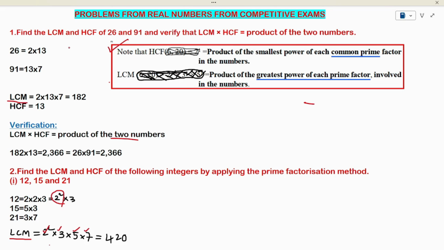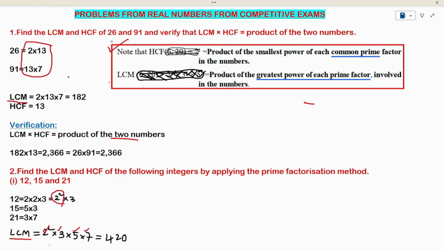Question number 1. Find the LCM and HCF of 26 and 91 and verify that LCM into HCF equals the product of the two numbers. To solve this problem, the first step is to factorize these two numbers into prime factors. Let's say, for example, 26 can be written as 2 into 13. 91 can be written as 13 into 7. All these numbers are prime numbers, so I can call it a prime factorization.